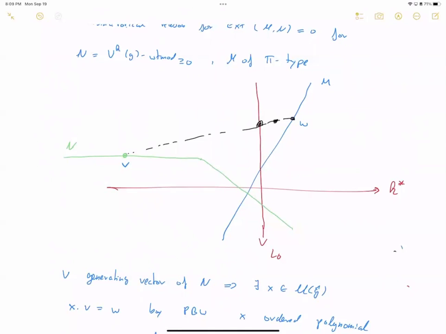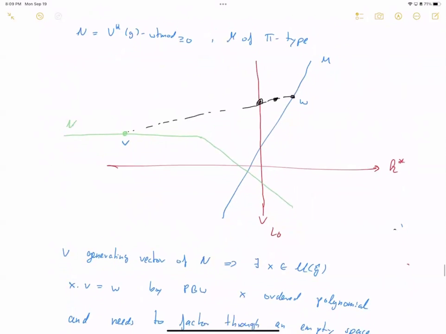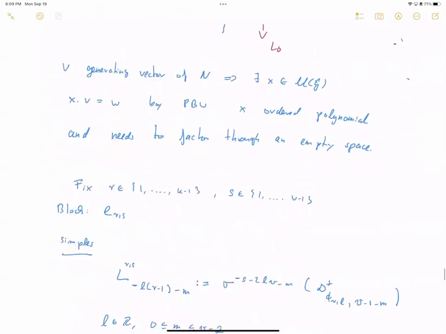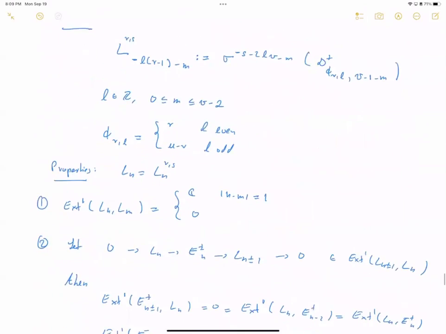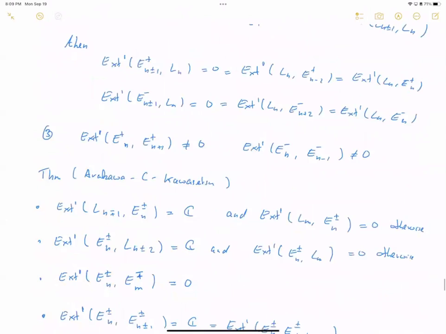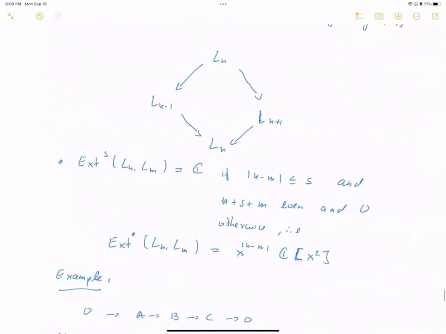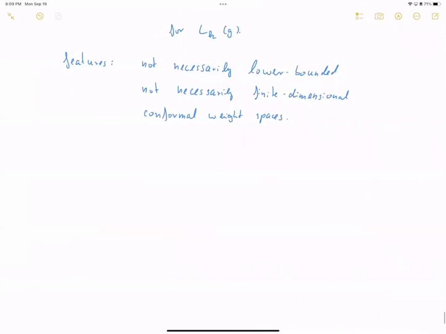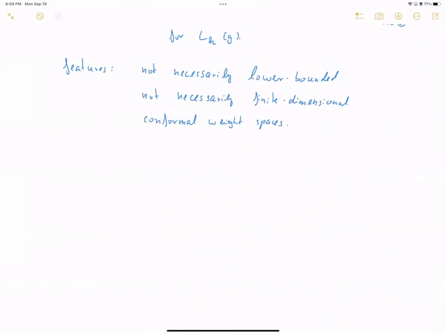So often extensions simply have to vanish because any map from one module to the other one has to factor through an empty space, so it can't exist. And then the other useful criterion we got is that extensions just inside the category of lower bounded modules are completely characterized by its top level. So that means it's a problem of the finite dimensional algebra.